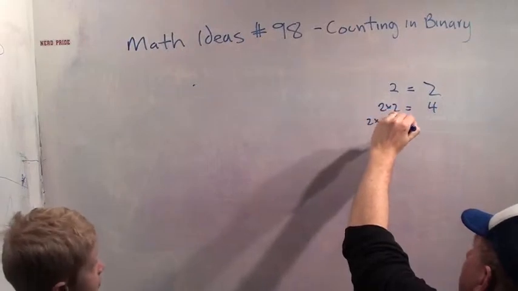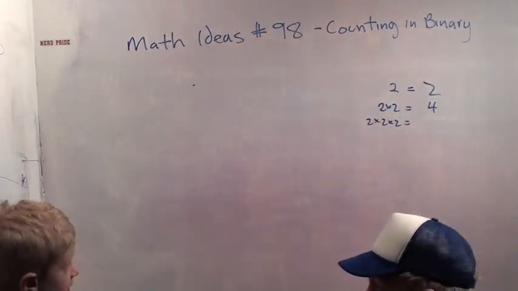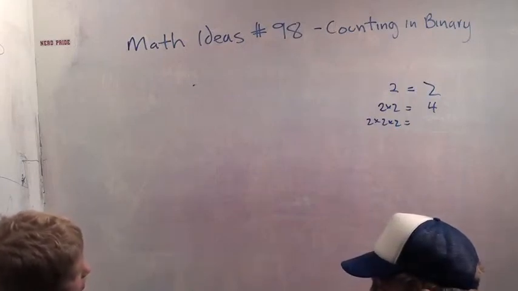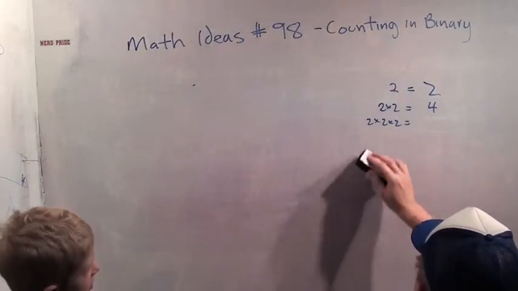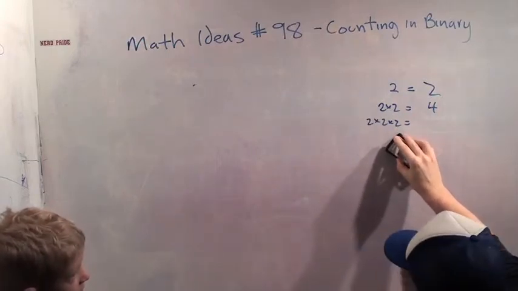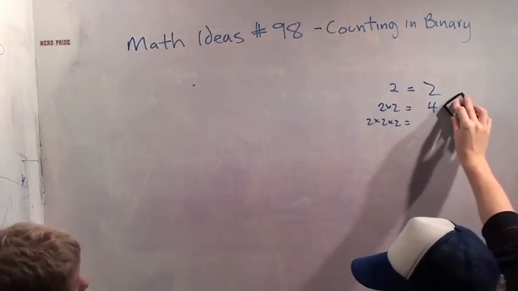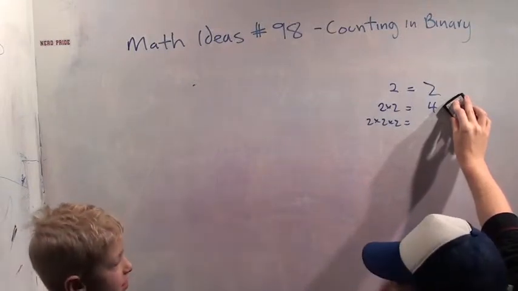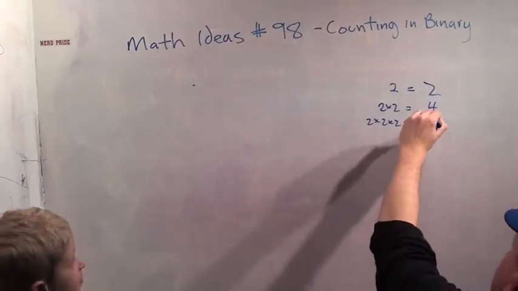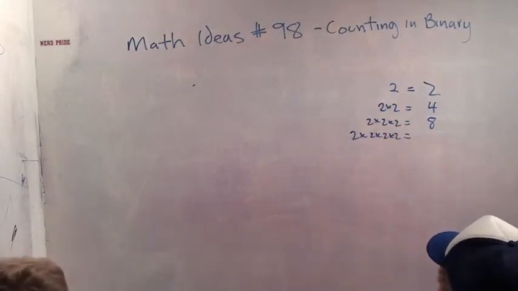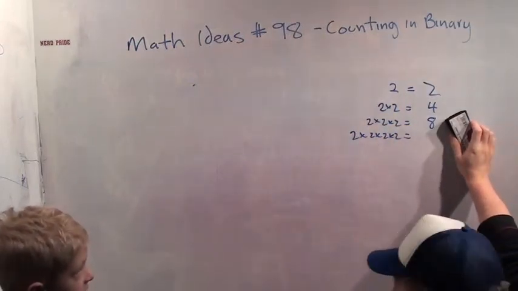2 times 2 times 2 is? 2 times 2 is 4. Times 2 is? 4 times 2 is 8. Right. Just 4 plus 4. This is 8. Let's do one more. 2 times 2 times 2 times 2 is 8 times 2. And what is 8 times 2? 16. Very good.